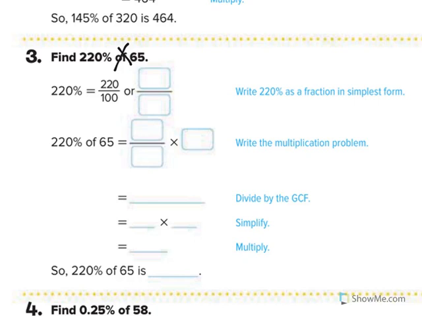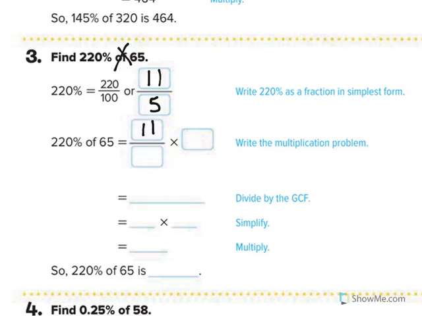So to change that to a fraction, I'm going to take 220 and compare it to 100, and then I can simplify. So you want to see what's the greatest common factor of 100 and 220. You can divide them both by 20. So 100 divided by 20 is 5, and 220 divided by 20 is 11. So you're going to get 11 fifths.